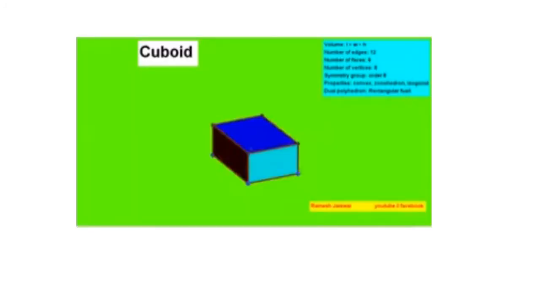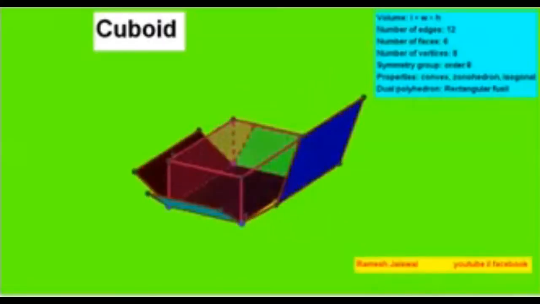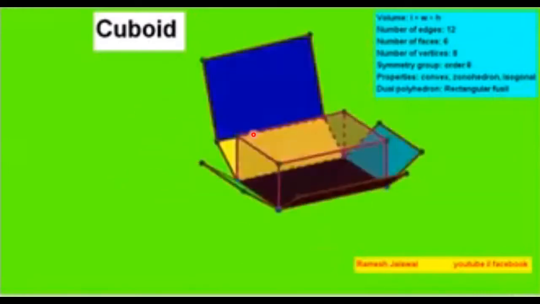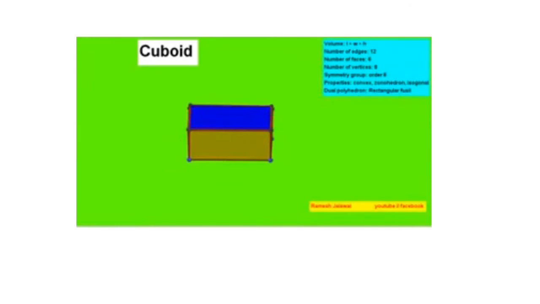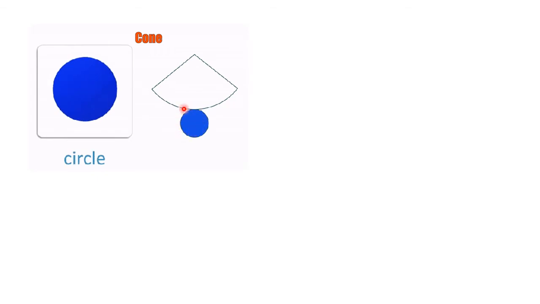Then next one, net of a cuboid. When we open up a cuboid, we get 6 rectangles. For a cone, 1 curved face and 1 circle, isn't it? 2 sides are there. So this is the circle part, then this one is the curved part.